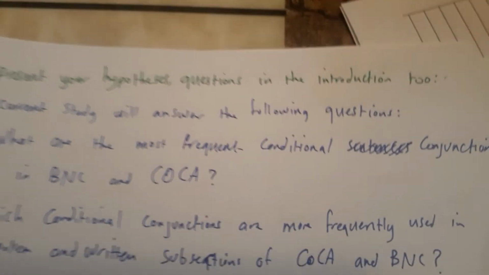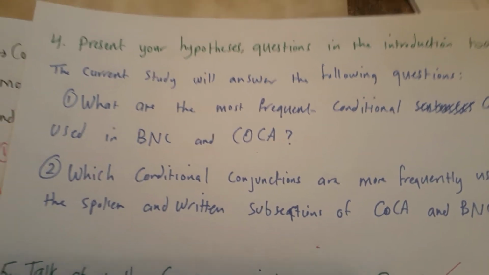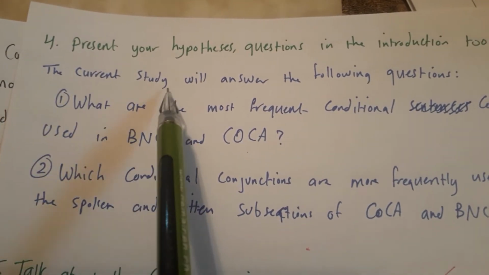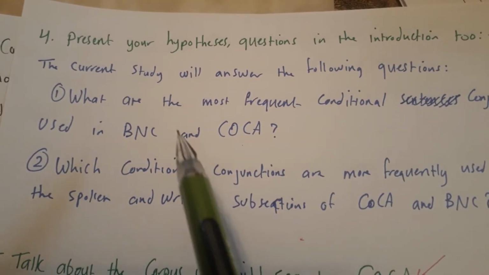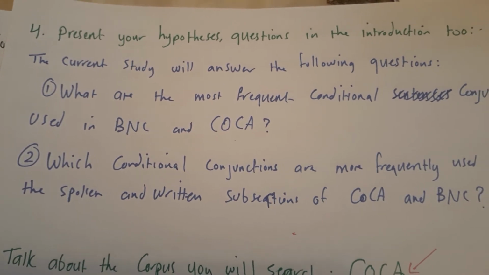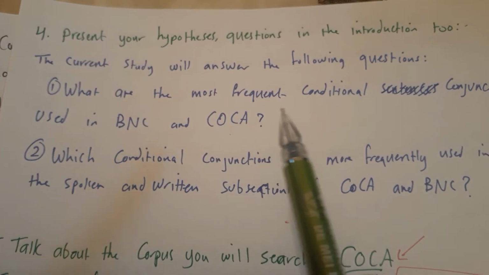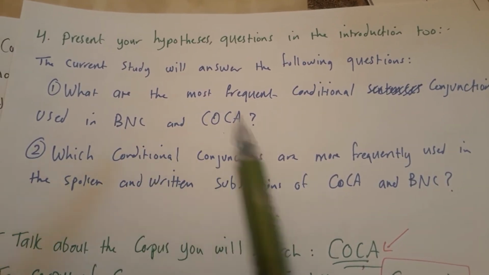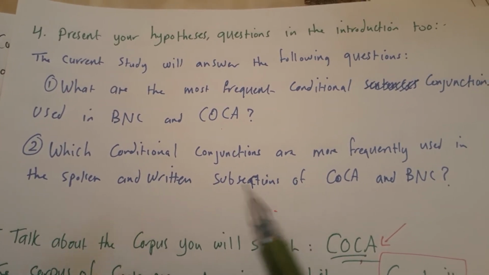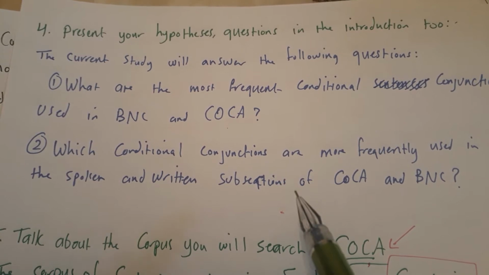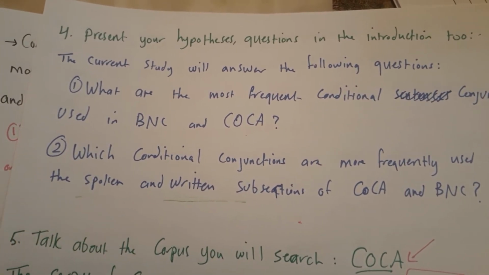Okay, another point you have to cover in your introduction is the hypotheses or the questions. You can start this paragraph using the current study or the present study or this study will answer the following questions. Following the example we started about conditional sentences, for example, what are the most frequent conditional conjunctions used in BNC and COCA? Secondly, which conditional conjunctions are more frequently used in the spoken and written subsections of COCA and BNC? And now I will tell you what the spoken and the written subsections of COCA are.